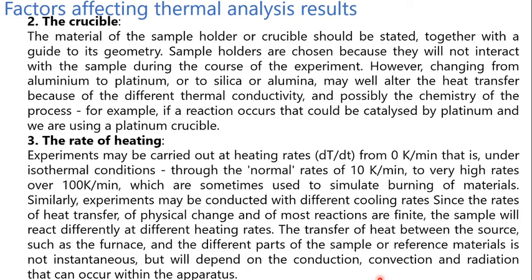Then the second one, the crucible. The material of the sample holder or crucible should be stated together with a guide to its geometry. Sample holders are chosen because they will not interact with the sample during the course of the experiment. However, changing from aluminum to platinum, or from silica to alumina, may well alter the heat transfer because of the different thermal conductivity and possibly the chemistry of the process. For example, if a reaction occurs that could be catalyzed by platinum and we are using a platinum crucible, then it will cause certain interferences.